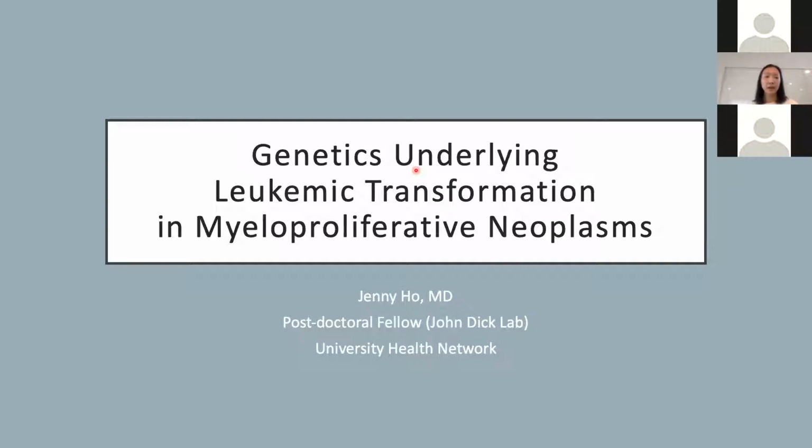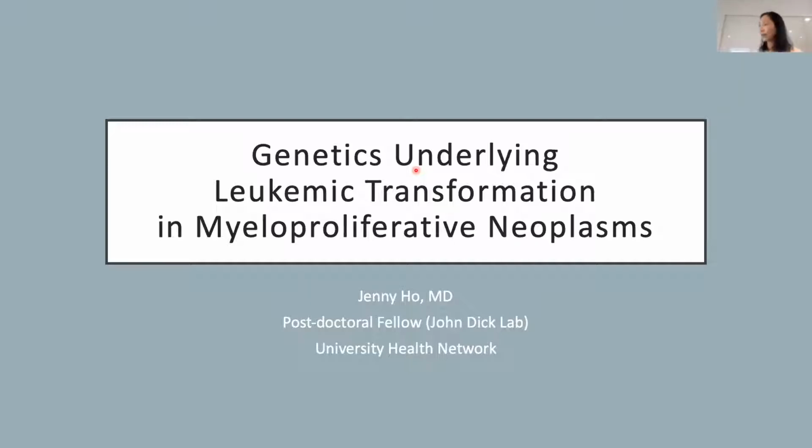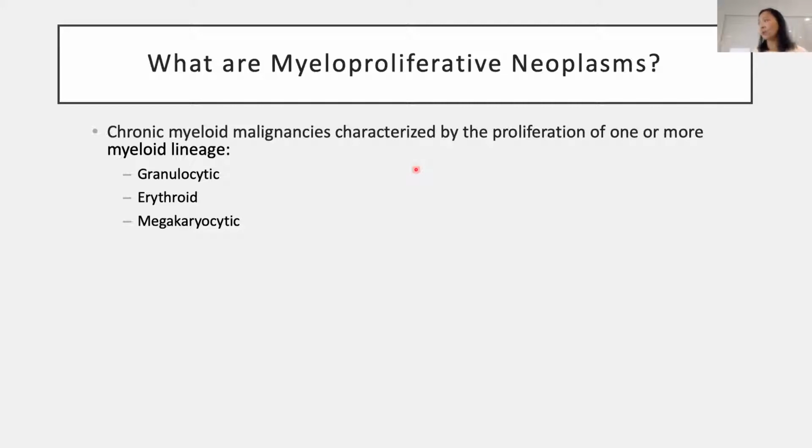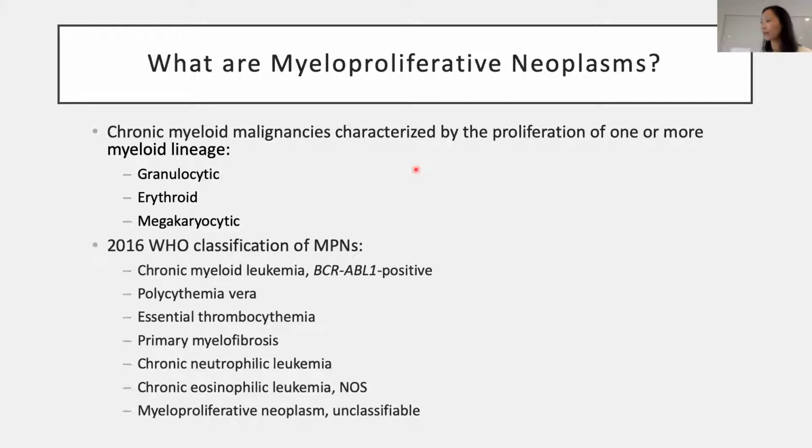Thank you for inviting me to present my project that I've been working on as a postdoctoral fellow in John Dick's lab. The project I'm going to talk to you about focuses on genetics that underlie leukemic transformation in myeloproliferative neoplasms. So what are myeloproliferative neoplasms, or MPNs? These are chronic myeloid malignancies that are characterized by the proliferation of one or more of the following myeloid lineages, so granulocytic, erythroid, or megakaryocytic.